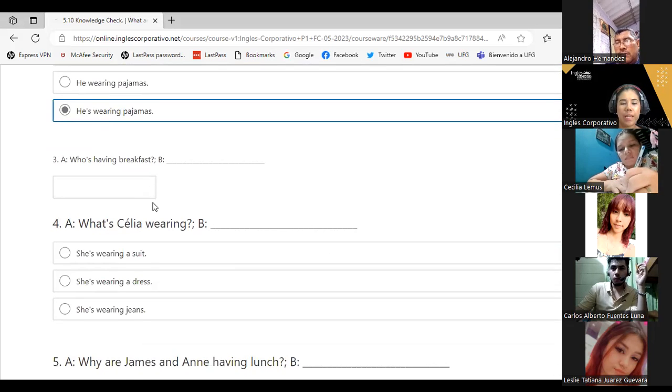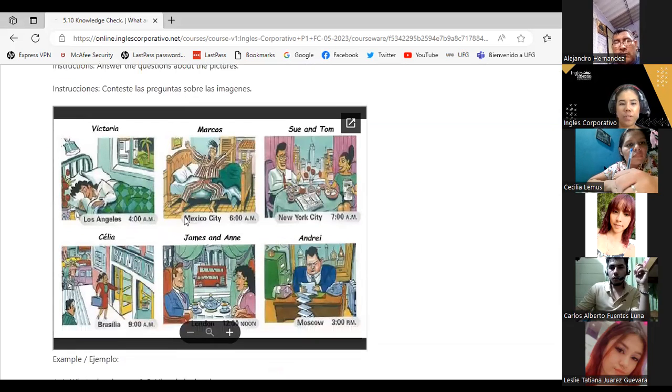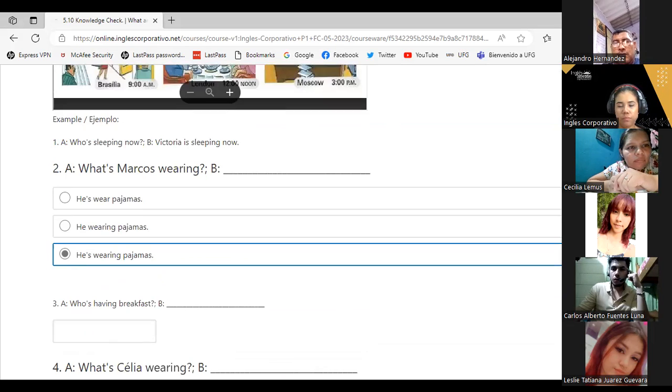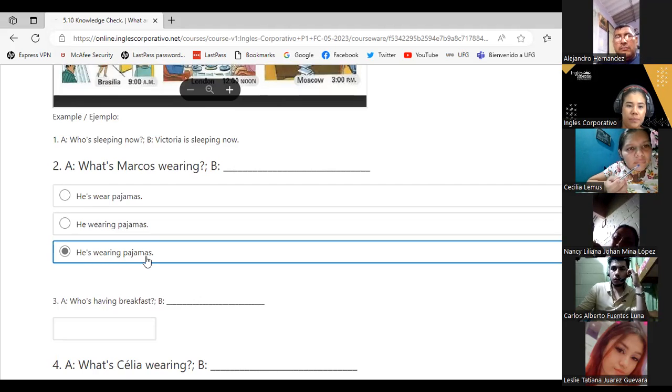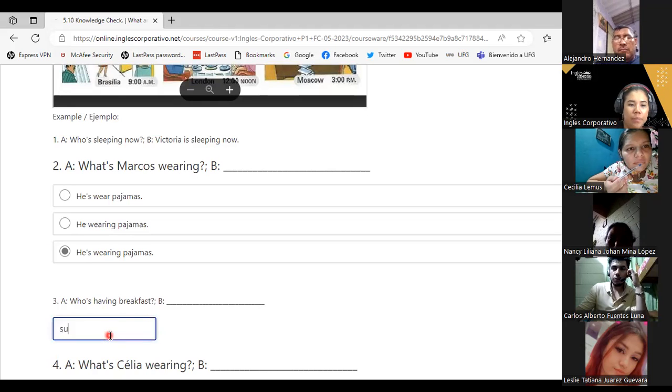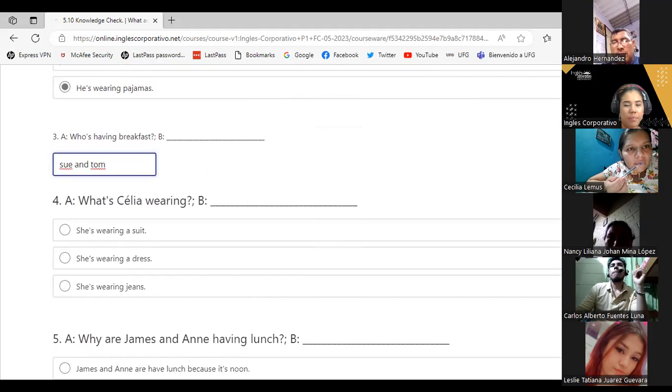Number three. Who is having breakfast? Vamos a ver quién está desayunando. Creo que acá estos serían Sue and Tom. A ver. Sí, Sue and Tom. Entonces, ¿quién sería Sue? Entonces, muy bien, equipo, muy bien.